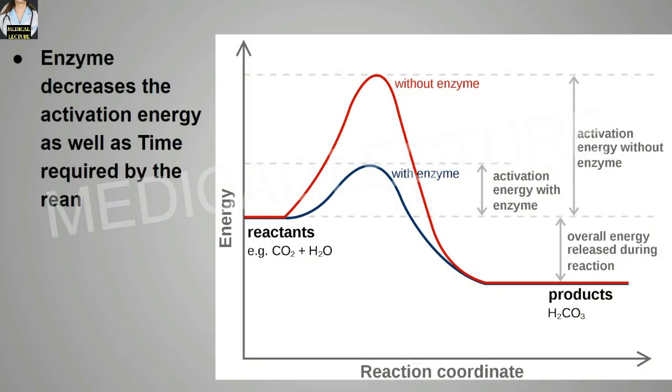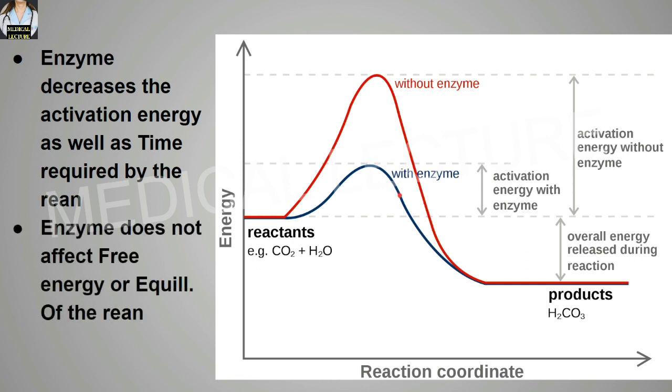The enzyme decreases the activation energy as well as the time required for the reaction. As you can see in this graph, this is with enzyme and this is without enzyme. The activation energy of this particular reaction is reduced with the enzyme, and even the time is reduced. Enzyme does not affect the free energy or the equilibrium of the reaction.